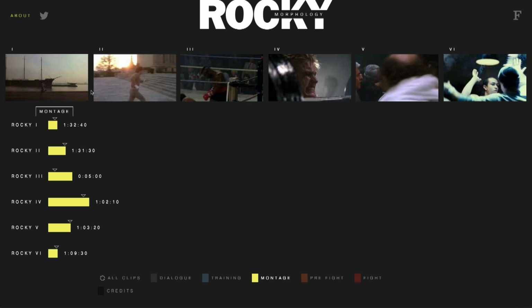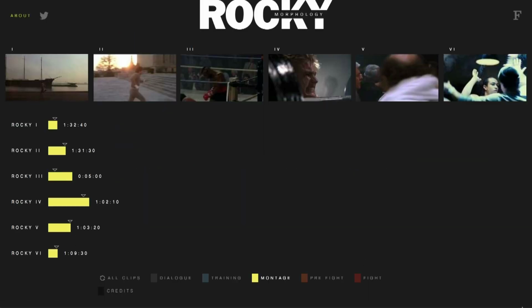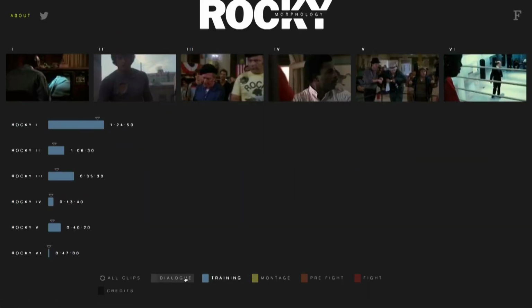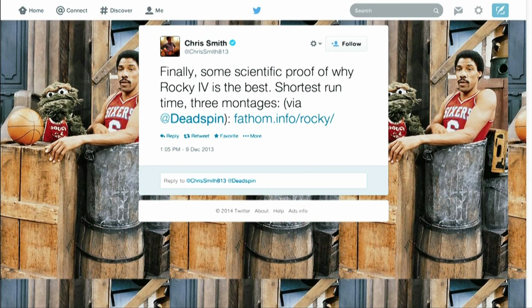Fundamentally, James is playing with this idea, partly inspired by Morphology of the Folktale by Vladimir Propp. It's very high-minded, Rocky, but it's about how to break these things down. But in the end, the internet delivered, finally, some scientific proof of why Rocky IV is the best: shortest runtime, 3 montages. So thank you. We serve at the pleasure of the internet. Thanks very much.